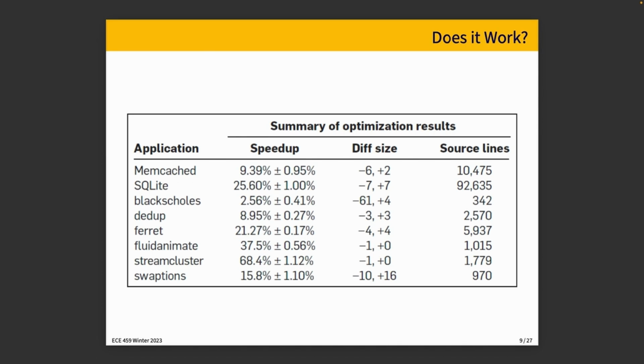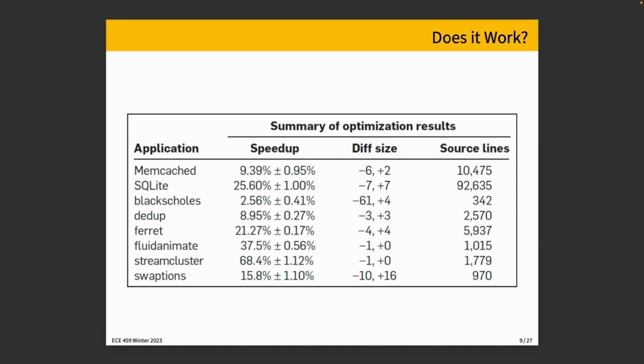So the source paper that covers this particular topic has a little table here that summarizes some of the optimizations that they've applied to a few different programs. And it seems to support the idea that the tool can be used pretty effectively to get a meaningful speed up with relatively few lines of code changed.